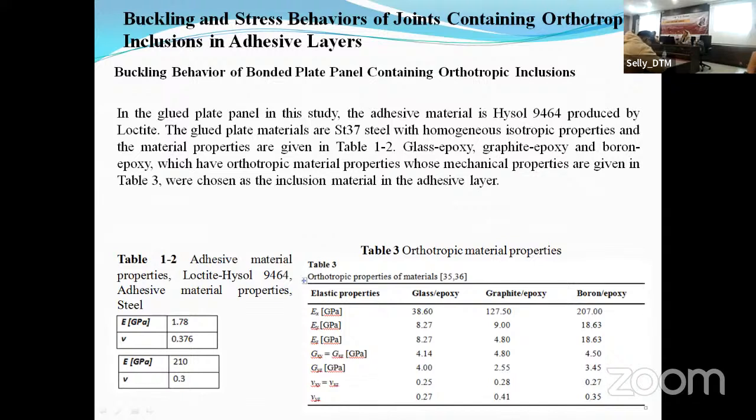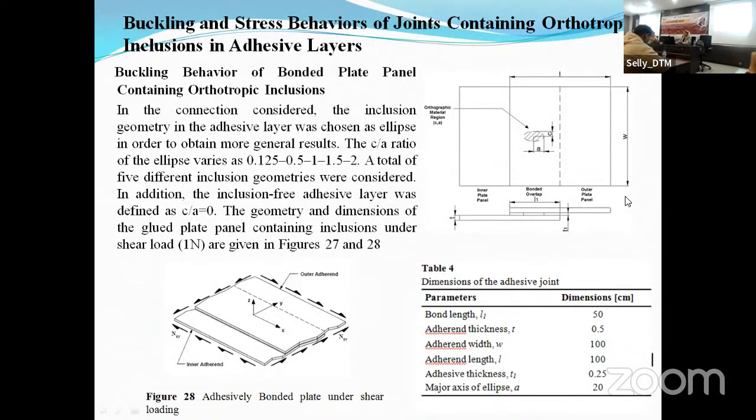We choose glass epoxy, graphite epoxy, and boron epoxy. And we use Loctite for this connection. This connection is like a single lap joint, but it's a plate. We use first-order plate deformation theory, and we accept an inclusion in there.